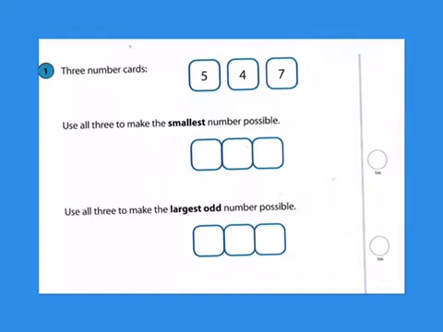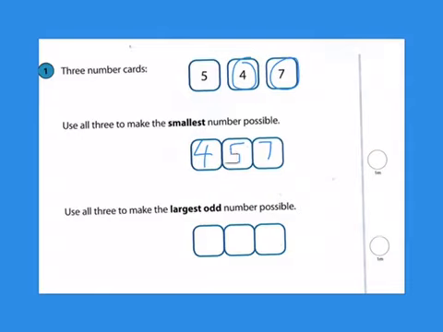Three number cards, 5, 4, 7. Use all three to make the smallest number possible. That means the biggest number needs to be in the smallest value, and then the smallest number needs to be in the biggest value. So that leaves the 5 in the middle there.